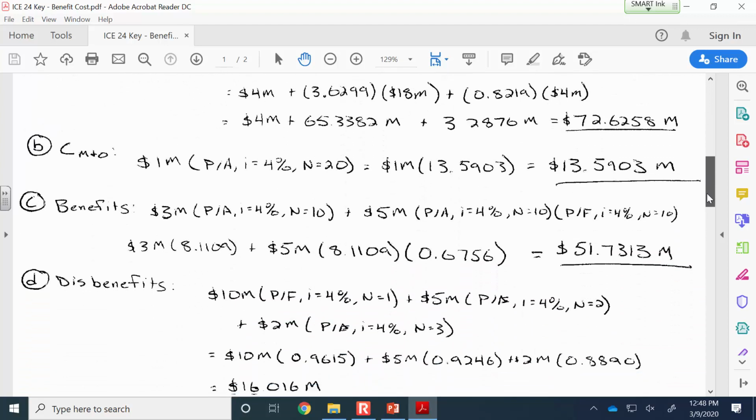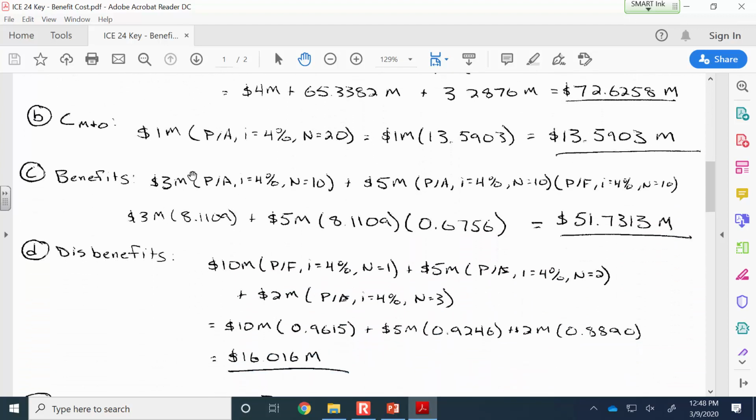The benefits, we have 3 million that is recurring once a year for 10 years, and then 5 million that occurs from years 11 through 20. And so there's 10 of those $5 million payments. And so what we do with the P/A is take the annual series to year 10, and then with the P/F, that takes the lump sum that was the equivalent of years 11 through 20, it takes it from year 10 back to the present.